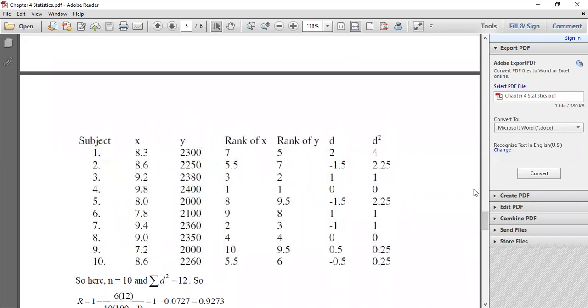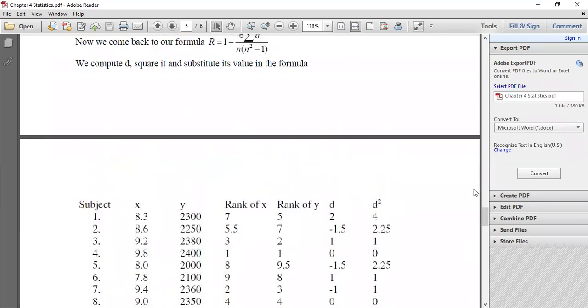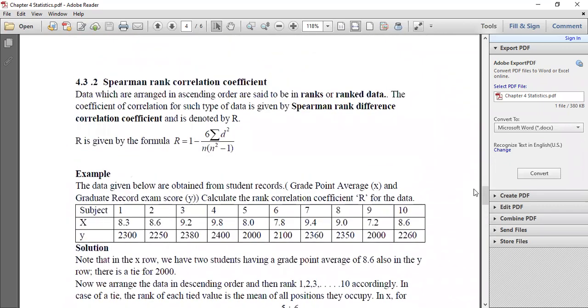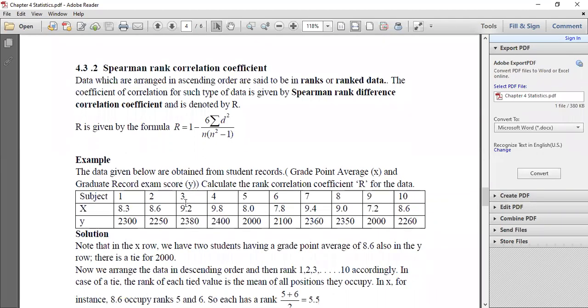But what is X? What is Y? You retreat back here and you say, this is the grade point average. And then Y is a graduate record exam score. And you say, as the grade point average increases, then the graduate exam score also increases.